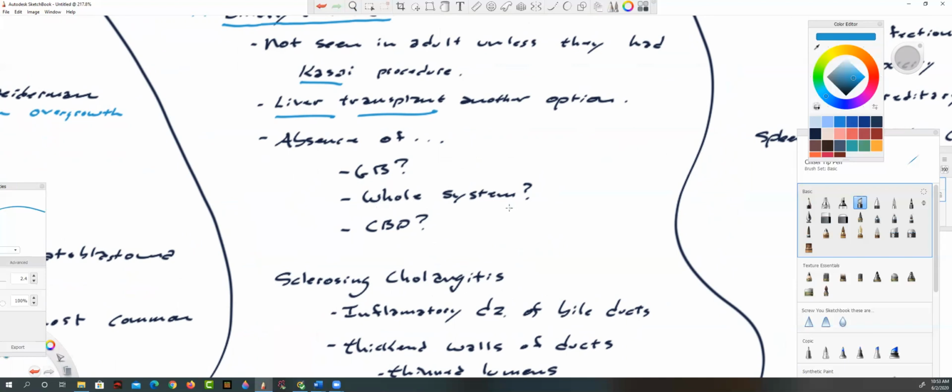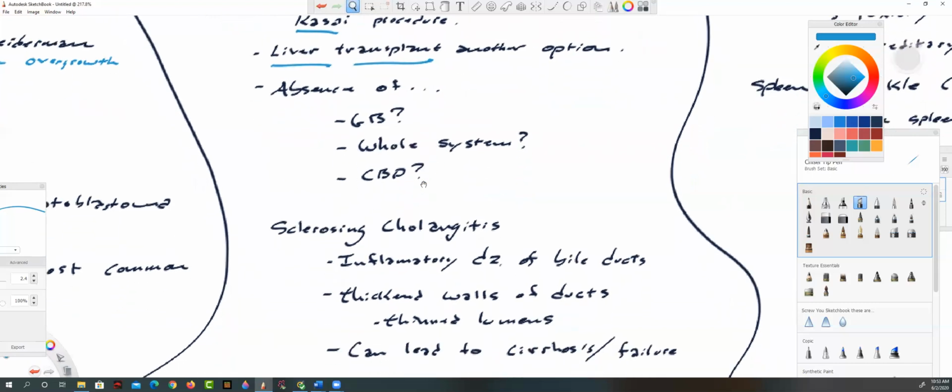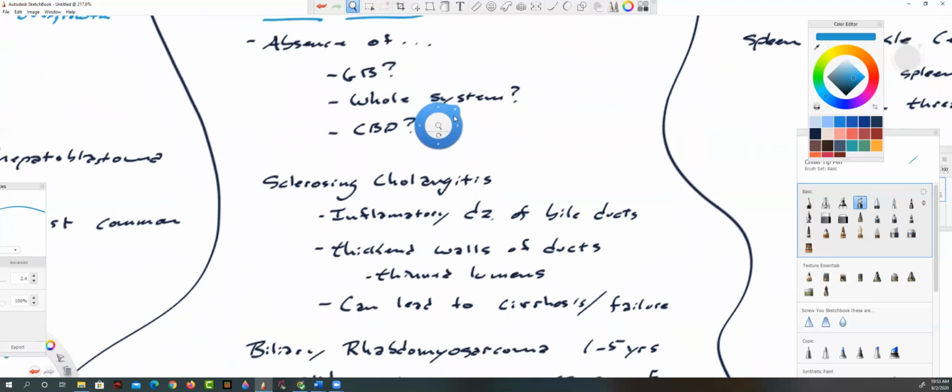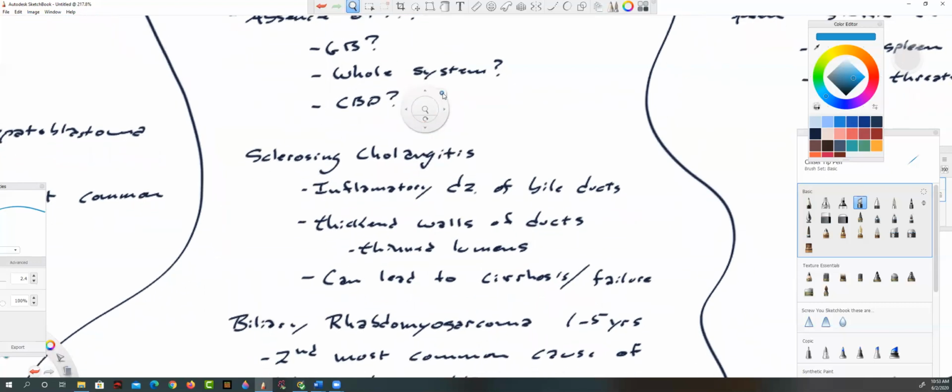It could be the whole system, in which case I think even the Kasai procedure would not help because the whole system's gone. What are you going to connect to the duodenum? And that patient will need a liver transplant, or the baby will not survive. Or it could just be the common bile duct is missing. And so you're getting a backup into the system, and that would be certainly amenable to the Kasai procedure because you just have to connect the hepatic duct, common hepatic duct, directly to the bowels.